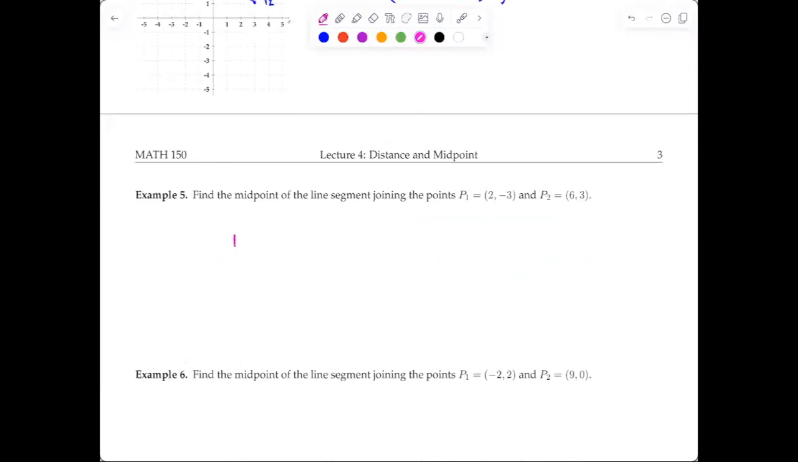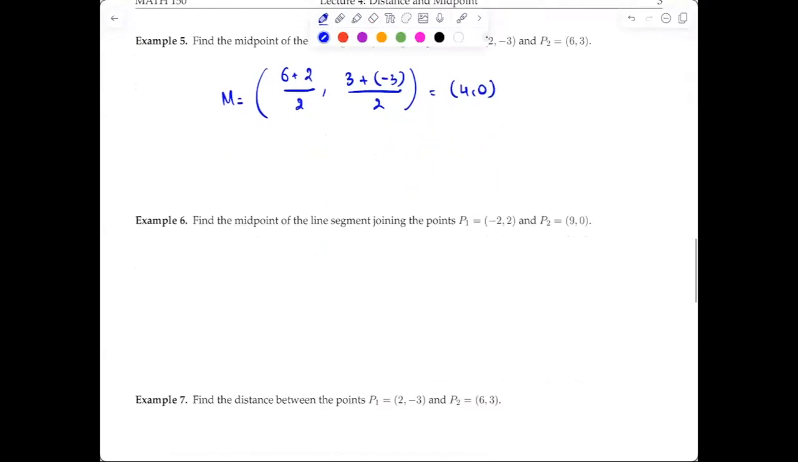So the midpoint here should be 6 minus 2 divided by 2, and then 3 plus -3 divided by 2. And the answer is 4, 0.